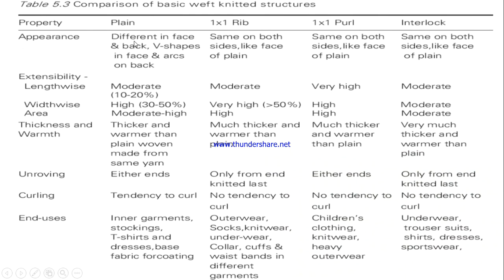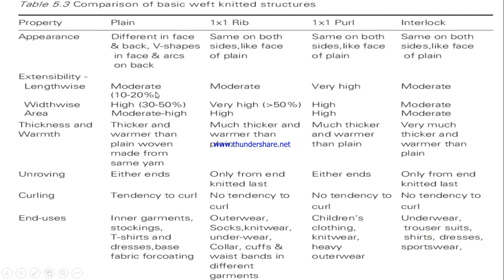So by appearance, the plain fabric is different in face and back, V shapes on face and arcs on back. Already I mentioned, you can remember, in rib structure it is the same on both sides, face and back. Similar in all cases: rib, purl, and interlock. They look similar on both face and back side.